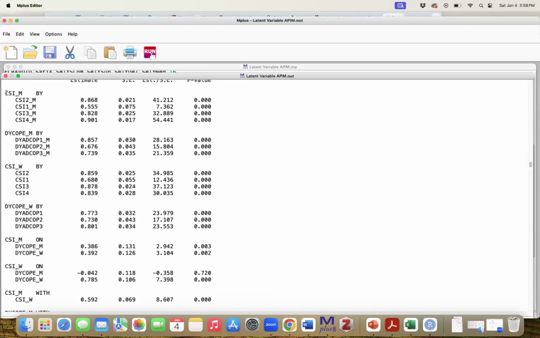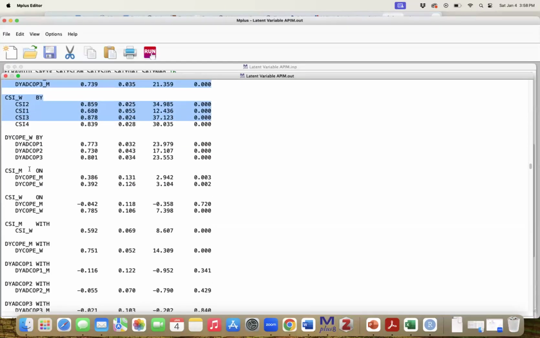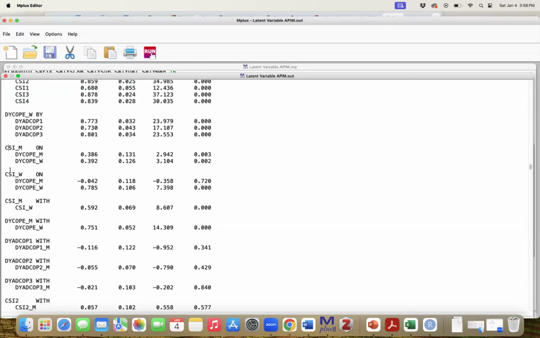All right, so we can move past the measurement part of the model, and we can look at the actor and the partner effects. And so what we have here is relationship quality of men is predicted by men's reports of dyadic coping and women's reports of dyadic coping, right? And the effects are actually just about the same. There's not going to be much difference there. So the higher men are in dyadic coping, the more satisfied they are. The higher women are in dyadic coping, the more satisfied the man is. So that's going to be your partner effect.